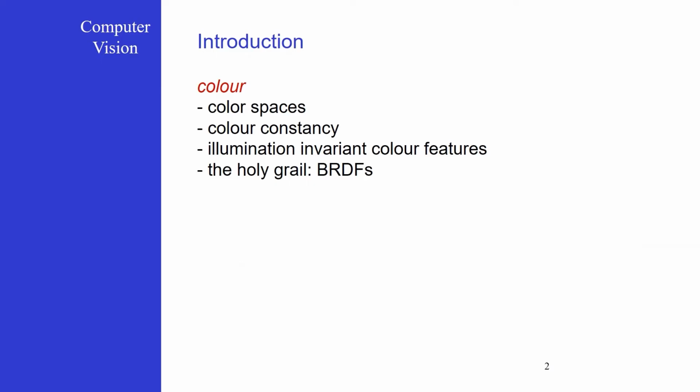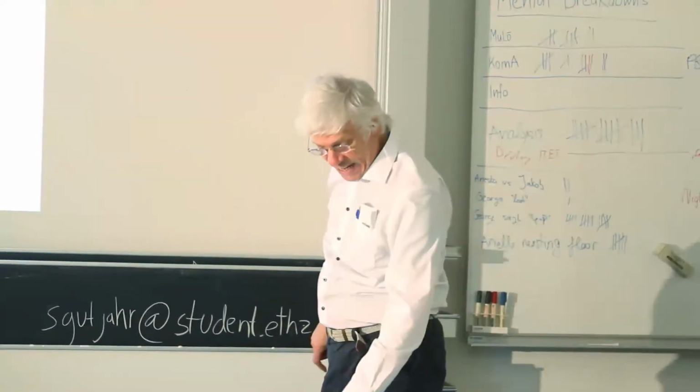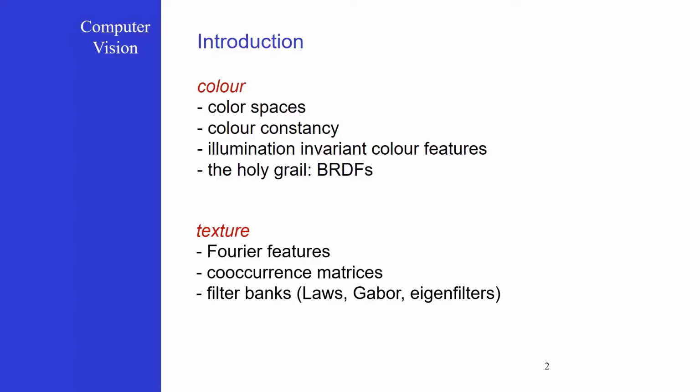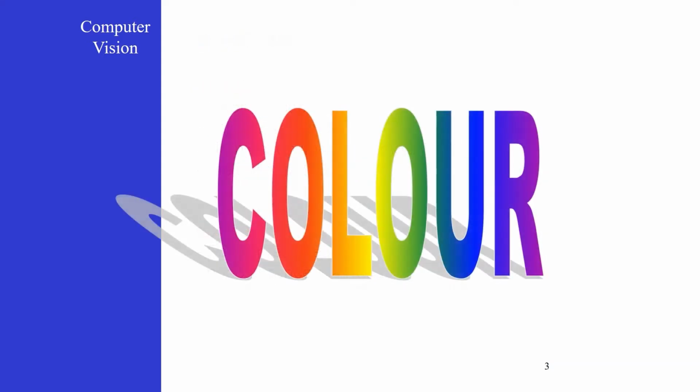More about that later. And that brings us then to the second part about texture. And here we will discuss a few more traditional texture quantification techniques. We will discuss Fourier features, co-occurrence matrices, and then finally filter banks, so sets of convolution filters, where we will discuss different types. Okay, so I guess that brings us to the first part about color.